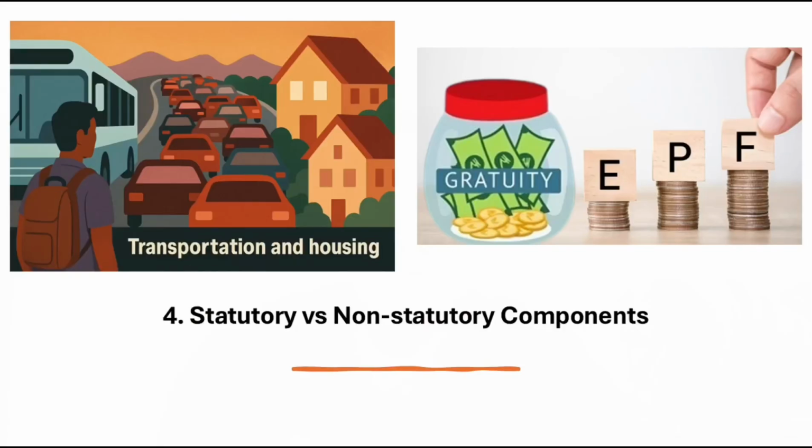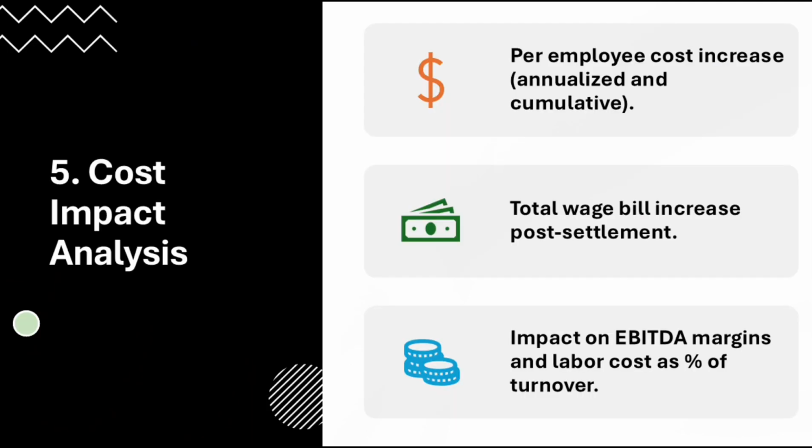The fourth point to consider is statutory versus non statutory components. Under statutory components, consider PF, gratuity, bonus, leave, etc. While under non-statutory allowances, consider transport, housing, education, and other welfare benefits. Next point is cost impact analysis.